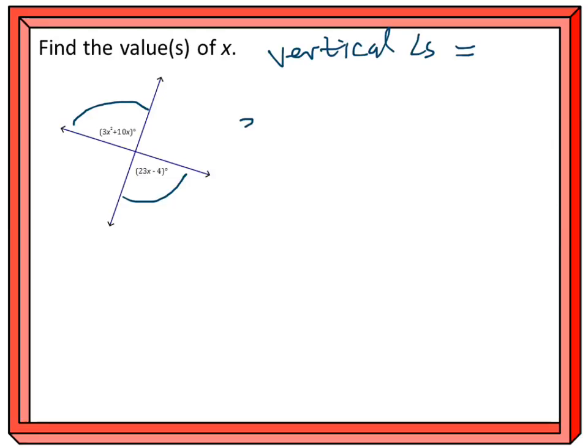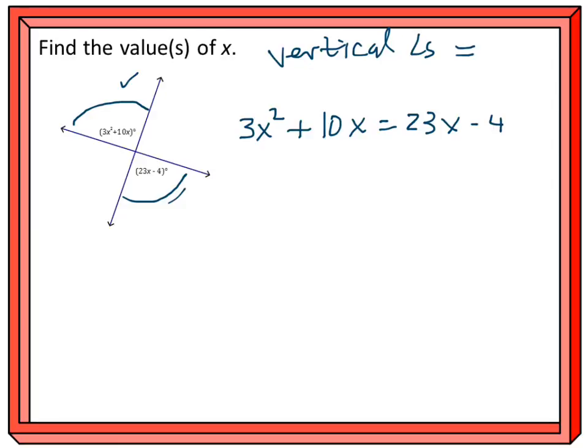So the first one is 3x squared plus 10x is equal to 23x minus 4. Just saying that these two have to be equal to each other.